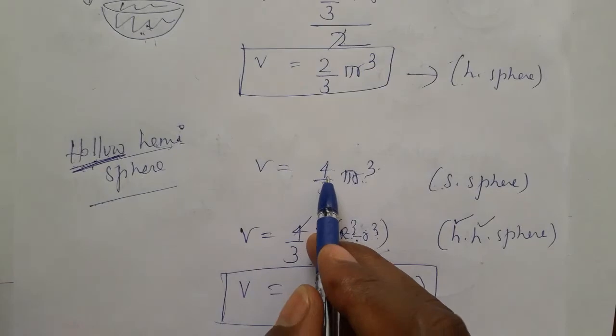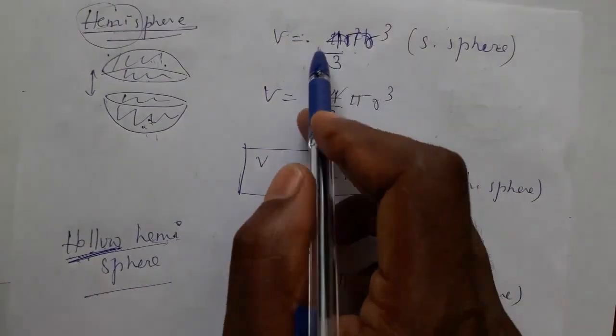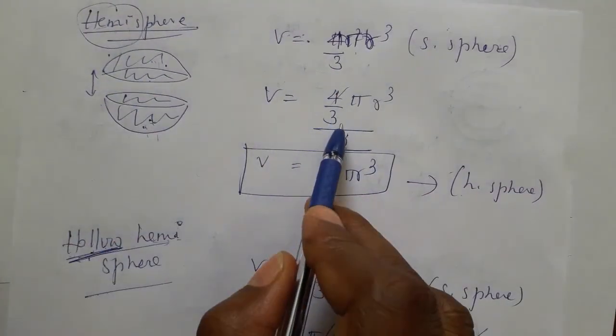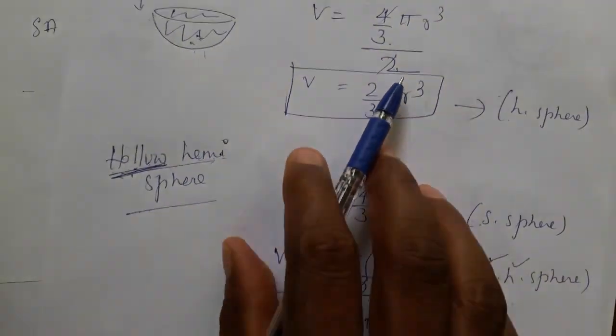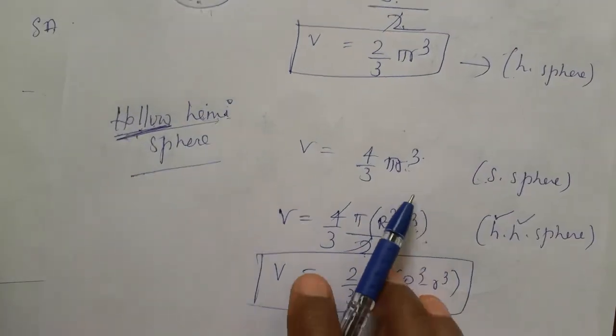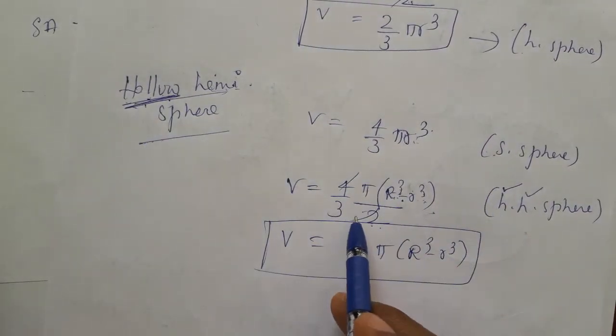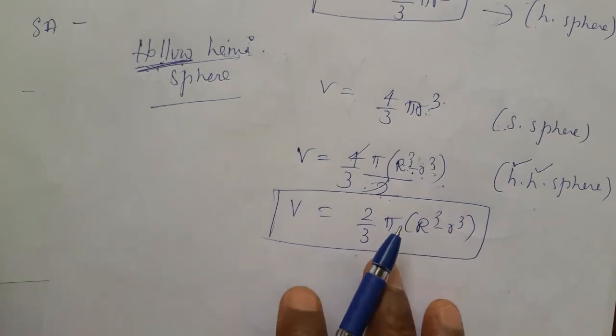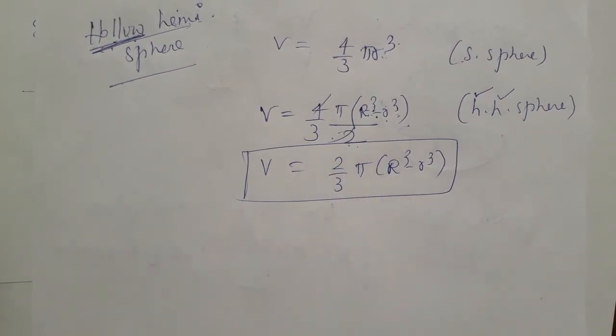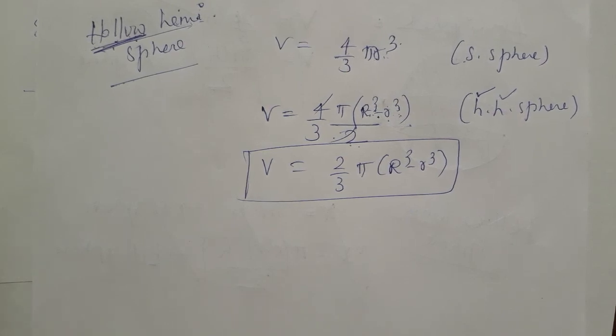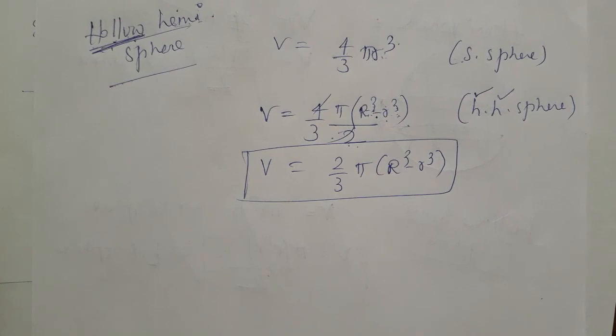So by knowing 4 by 3 pi r cube, one formula, everywhere we can find the hemisphere formula. Hemi means divided by 2. Hollow means R cube minus r cube. Hollow hemi means both: divided by 2 as well as R cube minus r cube. So we'll do some problems based on the cylinder, cone and sphere using these formulae. Before going to the exercise problems, learn all these formulae very well and use these simple ways of remembering the formulae. Thank you.